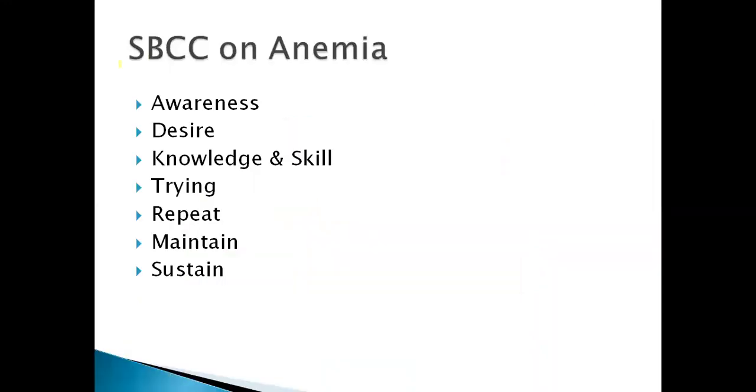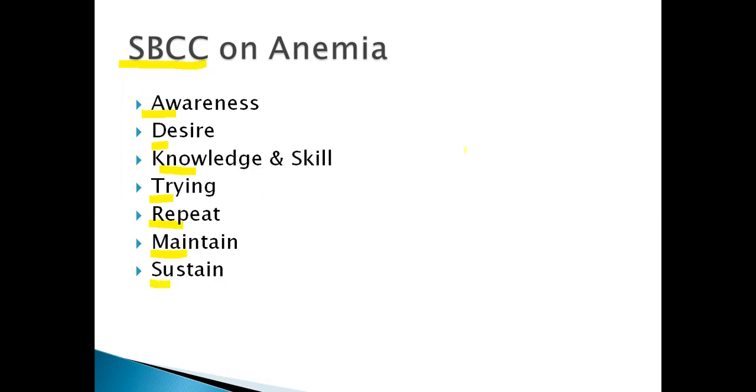Moving ahead, we go on to the SBCC on anemia as part of the Anemia Mukt Bharat strategy. So what is this SBCC? SBCC stands for Social and Behavior Change Communication. Now, as per this AMB strategy document, this SBCC is divided into these 7 steps: awareness, desire, knowledge and skill, trying out the intervention, which in this case is IFA prophylaxis or IFA treatment, repeat the intervention, maintain and sustain.